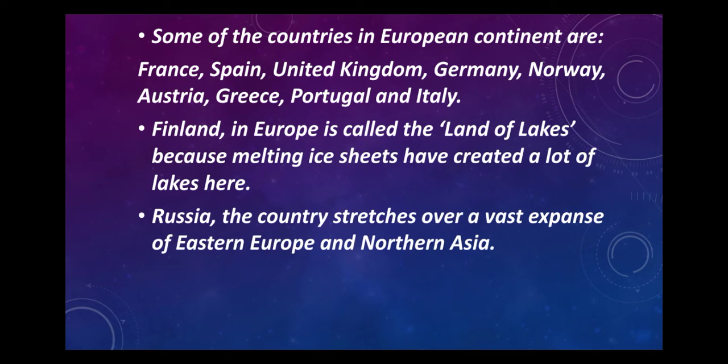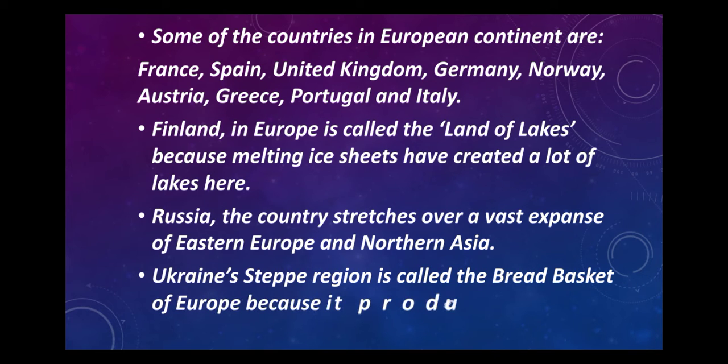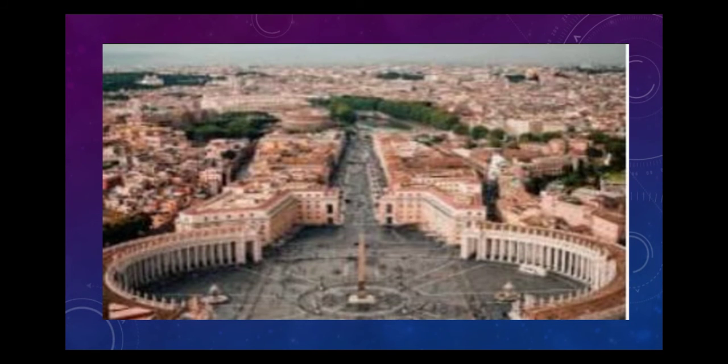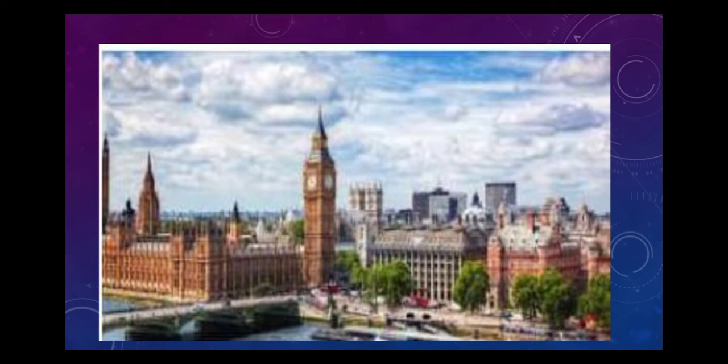Russia, the country, stretches over a vast expanse of Eastern Europe and Northern Asia. Ukraine's steppe region is called the breadbasket of Europe because it produces a large amount of wheat. Vatican City, London.